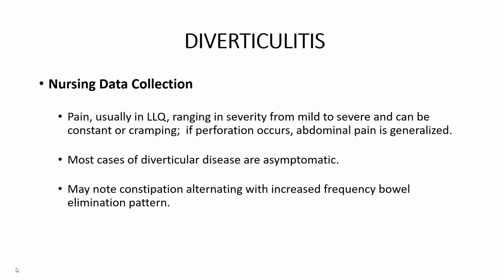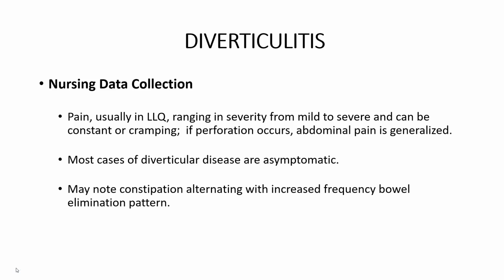So when diverticulitis occurs, the patient exhibits bowel changes. It alternates between constipation and diarrhea. As a nurse, we're asking questions. Where's your pain located? It's in the left lower quadrant. It could be mild to severe. If perforation occurs, that pain is generalized, because the contents are being spilled out into the peritoneal cavity.